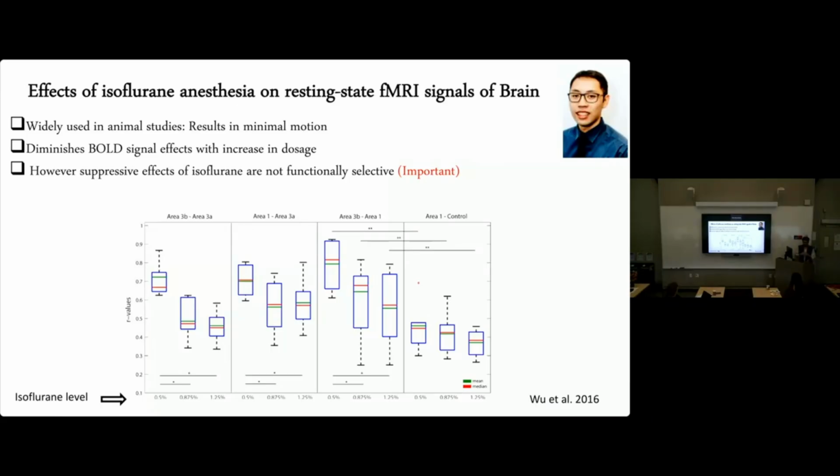But importantly, what our studies have shown, and this is from brain, but we assume that it is also true for the spinal cord, is that the suppression effects of the isoflurane, the anesthesia, are not functionally selective. What that means is that if we change the anesthesia within a certain range, the difference that happens because of the different anesthesia levels is not specific to a particular region, but it is similar across the different regions. So this is what we have shown before.